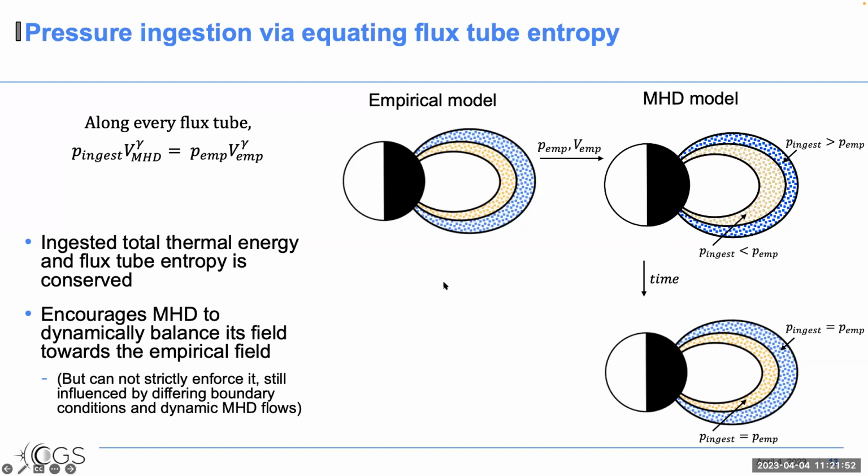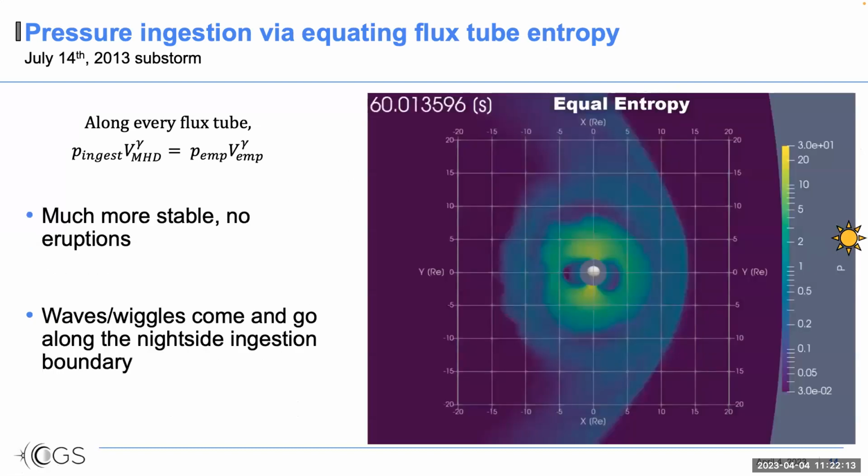Unfortunately, I will say this encourages the MHD to balance itself towards the empirical field, but it can't strictly enforce it because there's still a difference in the boundary conditions. And so you can never have exactly the same field communicated to MHD, and the dynamics of MHD will sort of disrupt this process too. So at best we can encourage.